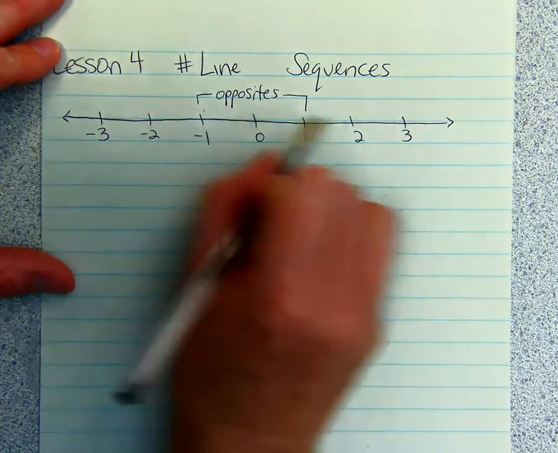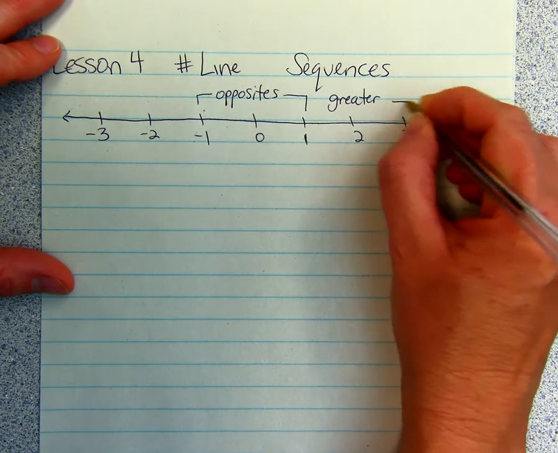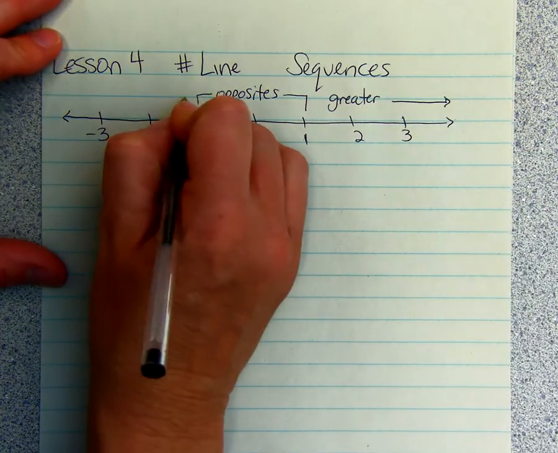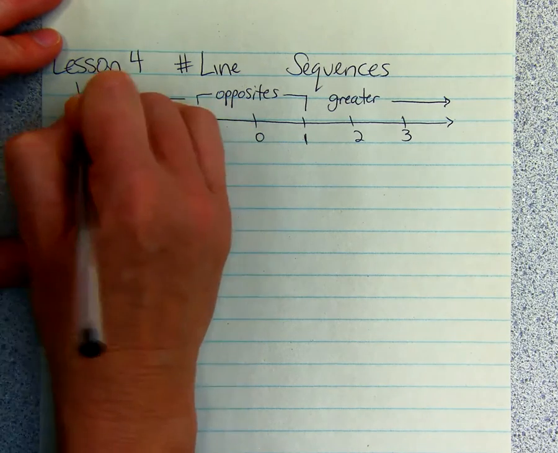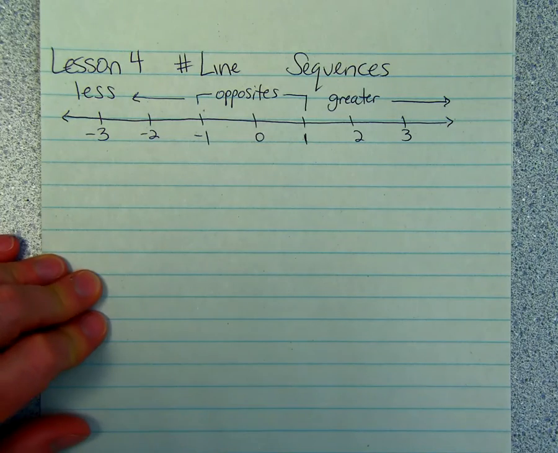As we go above 0, so as we go to the right, our numbers start getting greater. They just get bigger and bigger as we go on up this way. As we're coming to the left, our numbers are becoming less and less. They're actually becoming smaller.